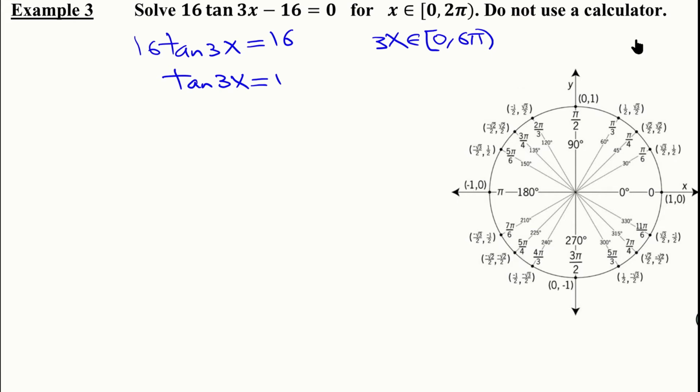So we start with our 3x being pi over 4, and then it can be 5 pi over 4. But remember, we can keep going around the circle, right? So that's 5 pi over 4. Then we're going to go back here. So in other words, add pi to that, right? So that's 4 pi over 4. So 9 pi over 4 will bring us back here. So add another pi. And that's going to bring us to 13 pi over 4.